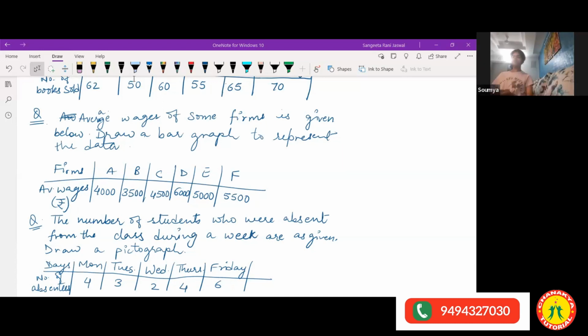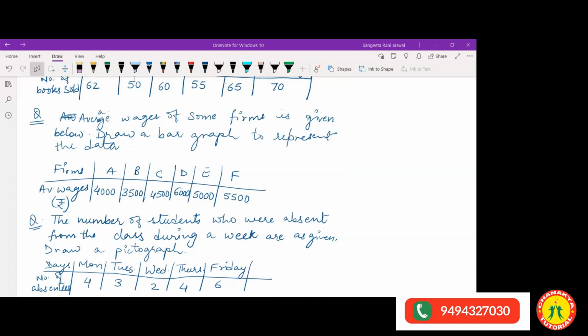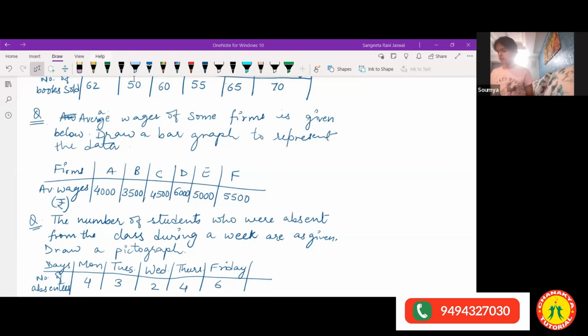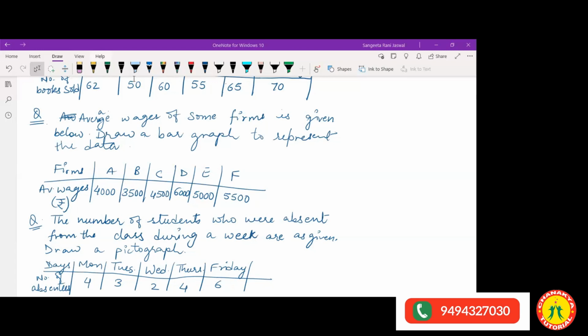Ma'am, I'm done. Okay, Soumya. Good. So, which one have you done? Both? Or first one? Average wages. Ma'am, the first one. Okay. So, what have you taken your scale as? Show me your graph.